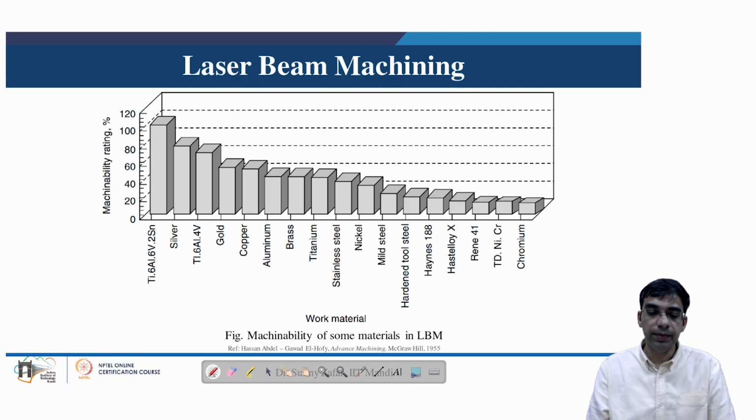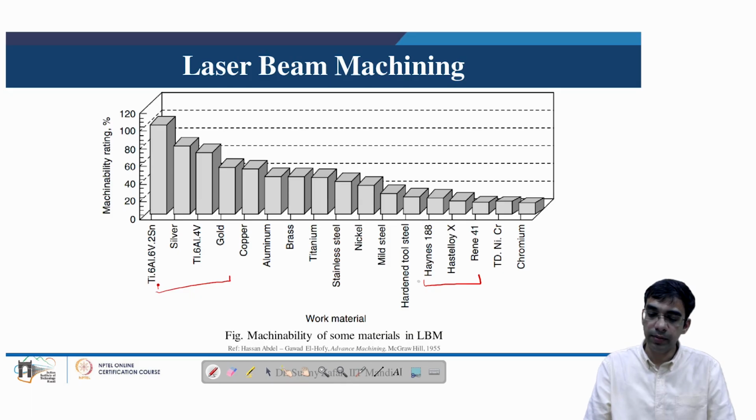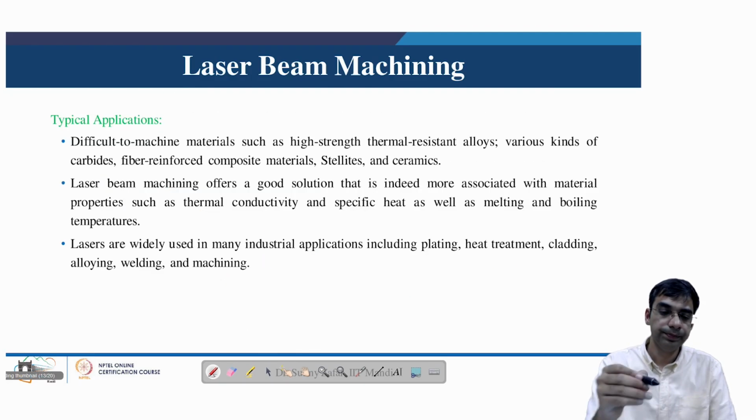Then if we look at the machinability rating, that is, how easily we can machine a given material, we can see the machinability rating of the super alloys which are used to make gas turbine blades is relatively low. Nevertheless, laser has been a very versatile tool to create the film cooling holes. Other materials like gold, silver or titanium based alloys have a high machinability rating with respect to laser, but our focus here is on the nickel based super alloys, which have a relatively low machinability rating.